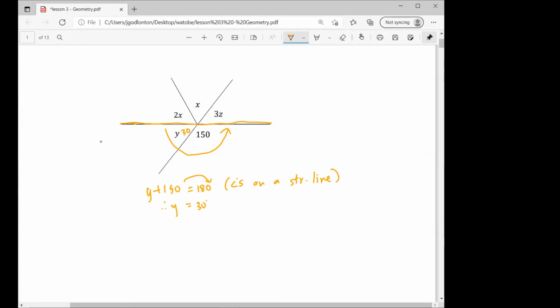Now we know that this is 30. There are lots of different things we could do here, but we can see that those two are vertically opposite. So we could say 3z is equal to 30 degrees, vertically opposite angles are equal. And so we're going to divide both sides by 3 here, and we see that z is equal to 10 degrees. So far we know that because 3 times 10 is 30. So we know that this is 30 over here, and that yellow is 30. Now we just need to find our x's.